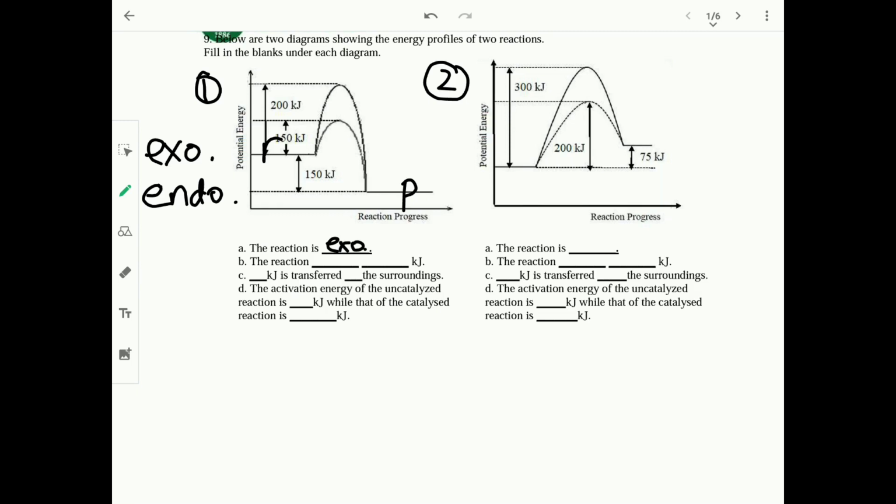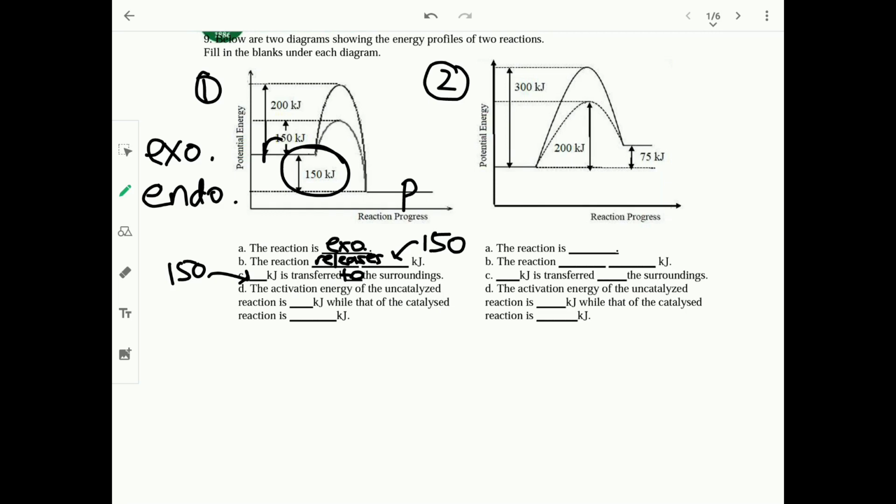Now this reaction obviously releases how many kilojoules? You look at the difference. So this is 150 kilojoules. Blank kilojoules is transferred, blank the surroundings. Again, 150 is released, so 150. Now to or from, to the surroundings. The activation energy of the uncatalyzed reaction is blank, while that of the catalyzed is blank.